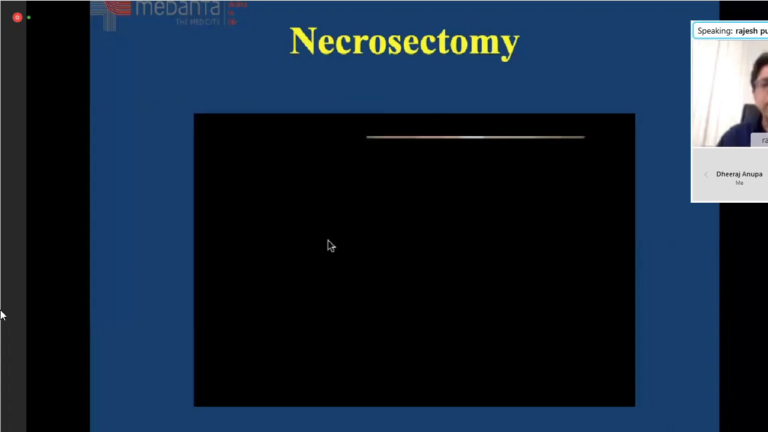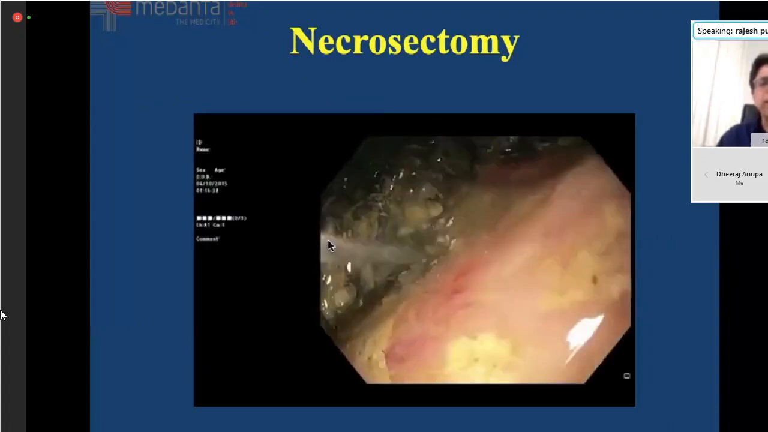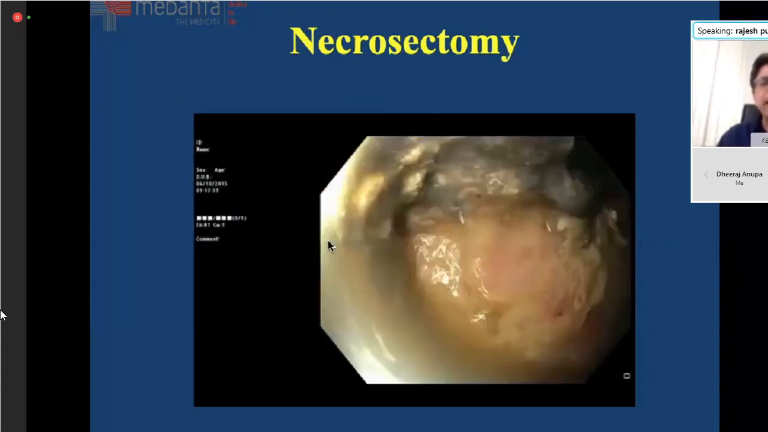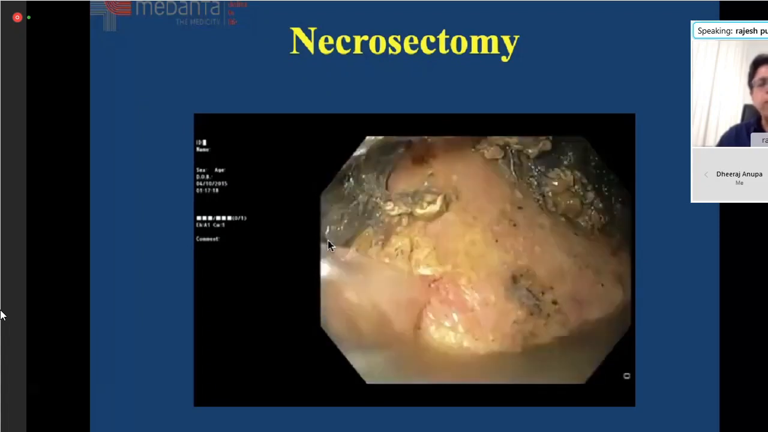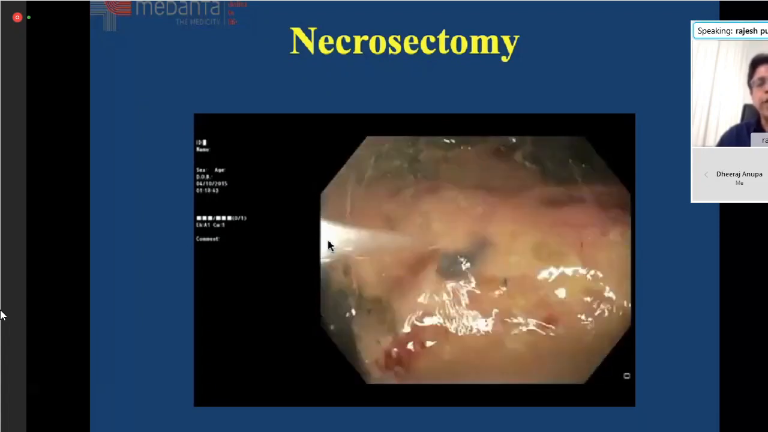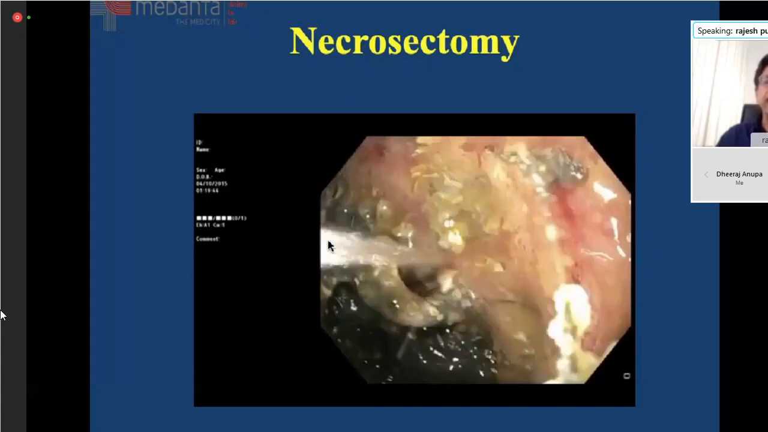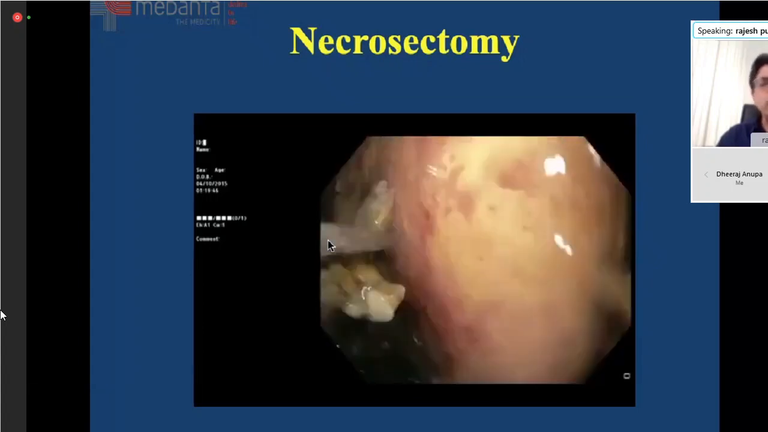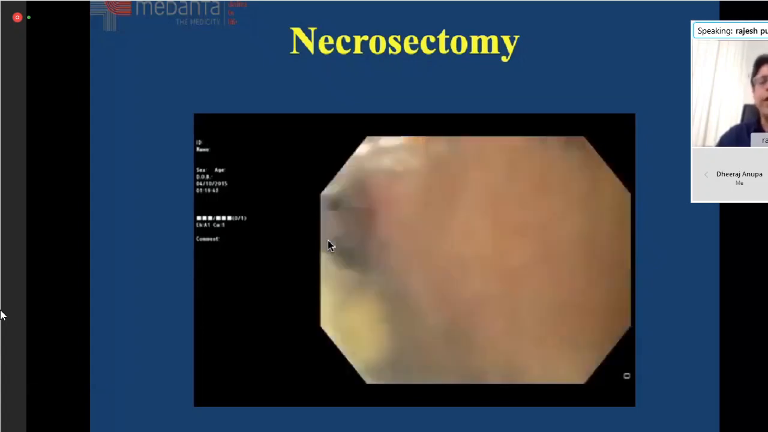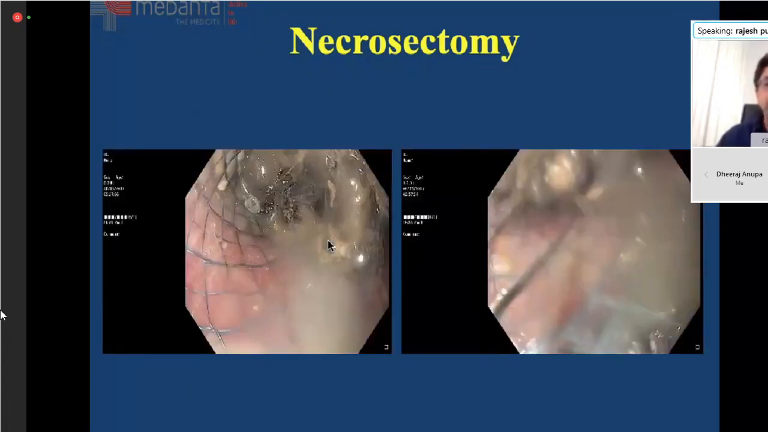We have developed a system where we flush the cavity with normal saline diluted with hydrogen peroxide. We flush the cavity with 1 to 2 liters of diluted hydrogen peroxide or plain saline. We just aspirate the material. We don't do the necrosectomy because the risk of bleeding and perforation is there. So this is another way of doing the necrosectomy.